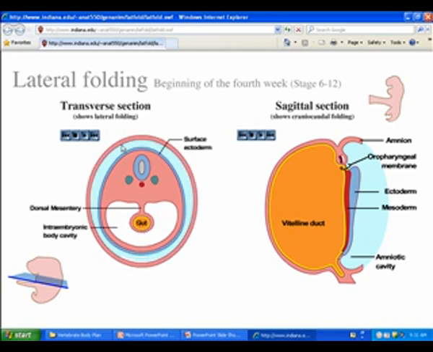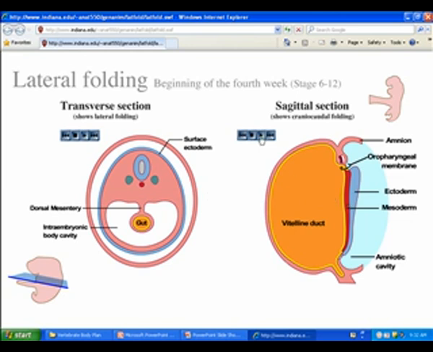So now we have an embryo sitting within the amniotic cavity. Notice the amniotic cavity now completely surrounds the embryo. In addition, an intraembryonic body cavity then surrounds the gut tube. If we look at a sagittal section, we can see head and tail folding occur. So this will make the point that while lateral body folding occurs, so does head and tail folding.